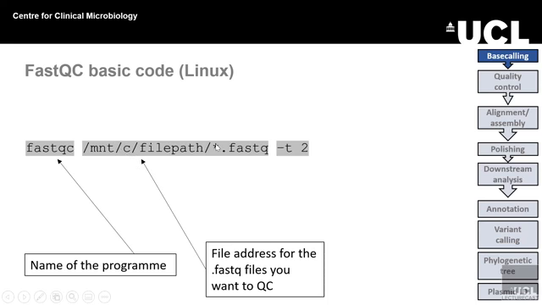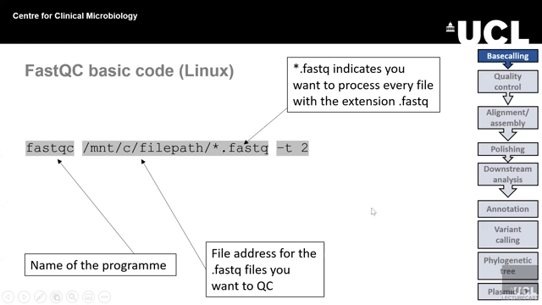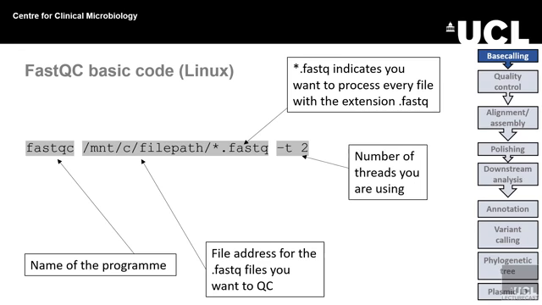And again, if you put a star, that means that you want it to do whatever you're asking it to do to all of the files within that folder or directory that have the extension FastQ. And these are the number of threads. So again, you can change that depending on how powerful your computer is.